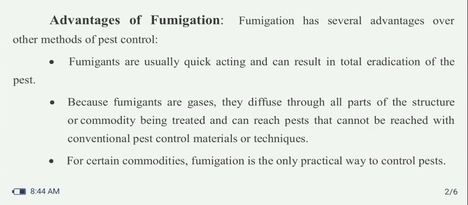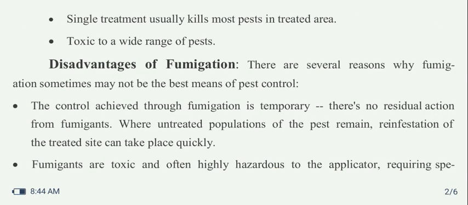Advantages of fumigation. Fumigation has several advantages over other methods of pest control. Fumigants are usually quick acting and can result in total eradication of the pest. Because fumigants are gases, they diffuse through all parts of the structure or commodity being treated and can reach pests that cannot be reached with conventional pest control materials or techniques. For certain commodities, fumigation is the only practical way to control pests. A single treatment kills most pests in the treated area, and fumigants are toxic to a wide range of pests.